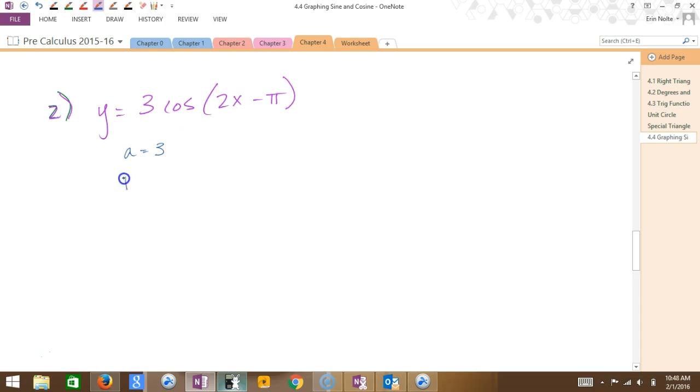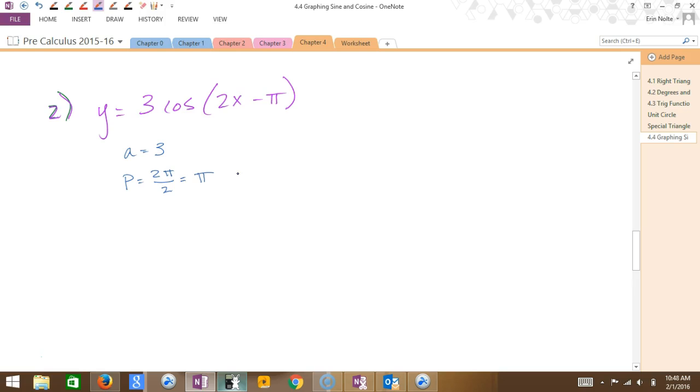Okay, then I'm going to find the period. So that's 2 pi over my b value. Which one is my b value in this case? 2, the value that's right in front of the x. So 2. So we'll simplify that real quick. The 2's cancel, so what is my period? Pi, good.